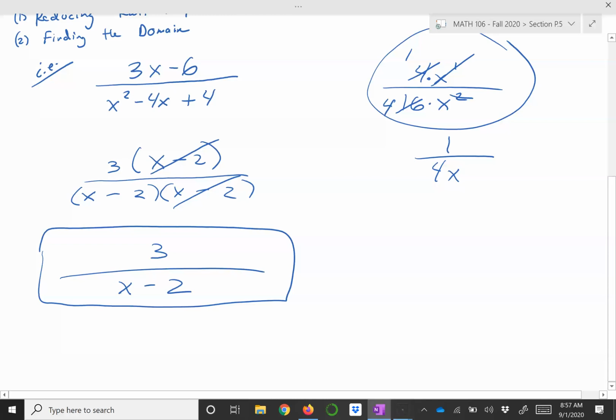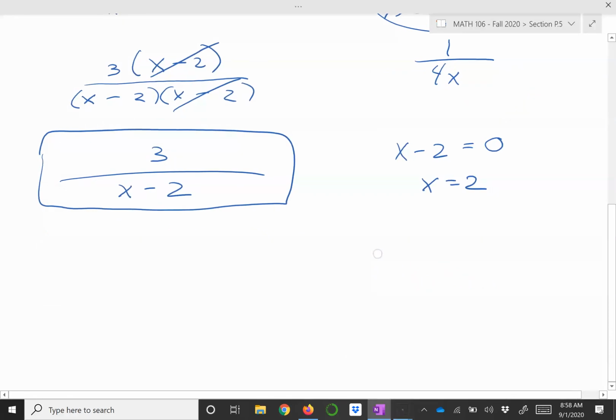So how do you do that? You literally just take the denominator, x minus 2, and set it equal to 0. And then solve that very simple equation for x. So you'd get x equals 2. So that means when you plug a 2 into there, what do you get on the bottom? 0, right?